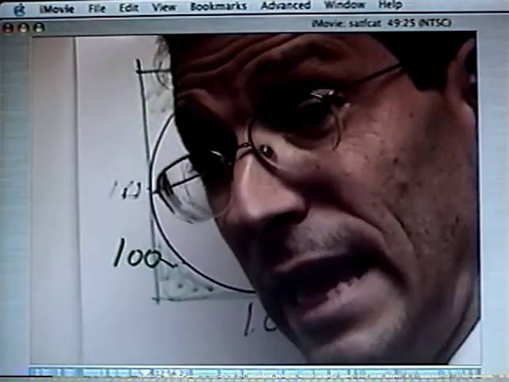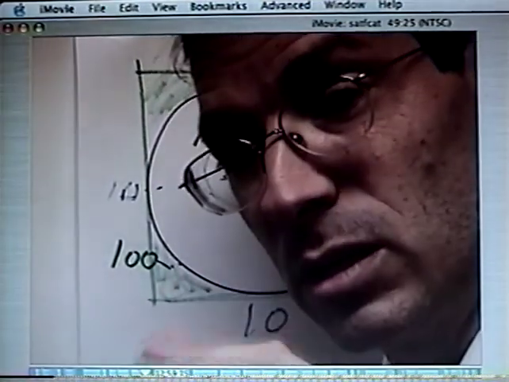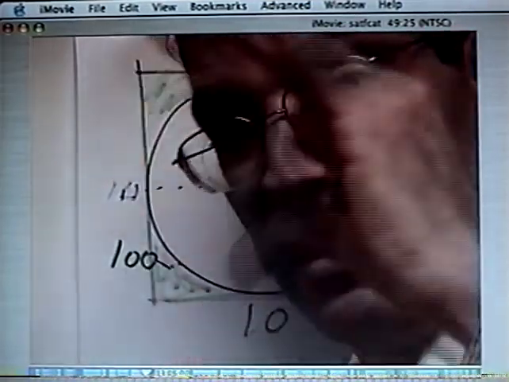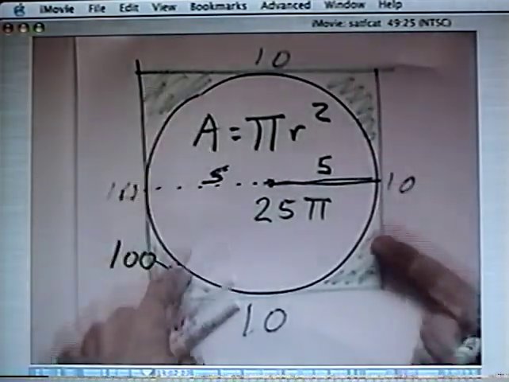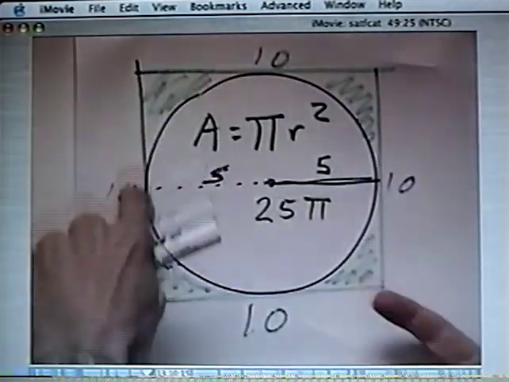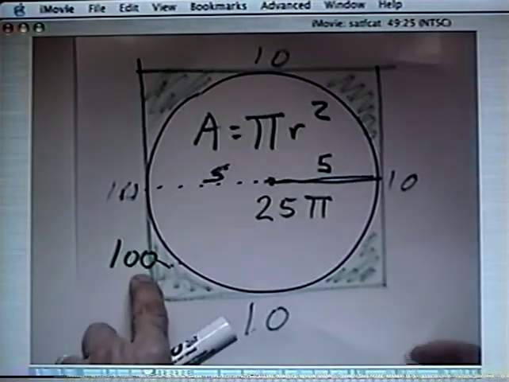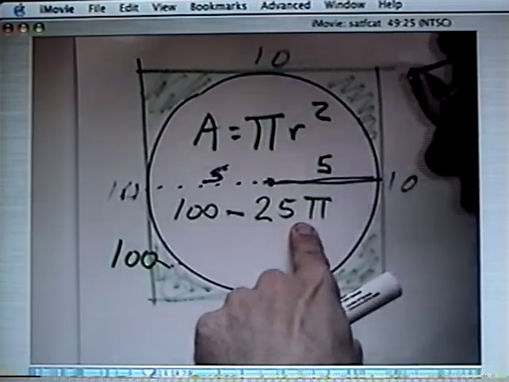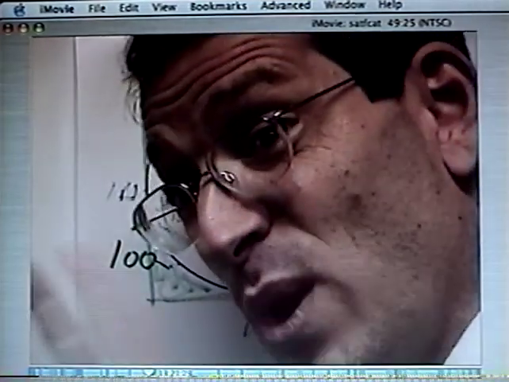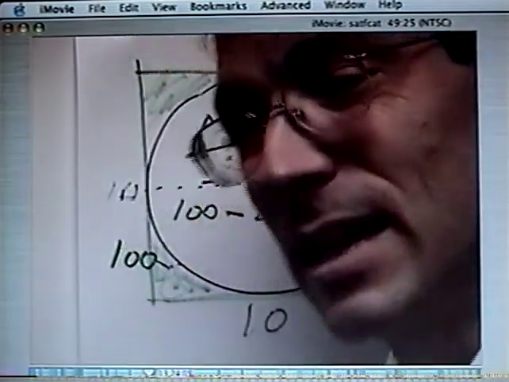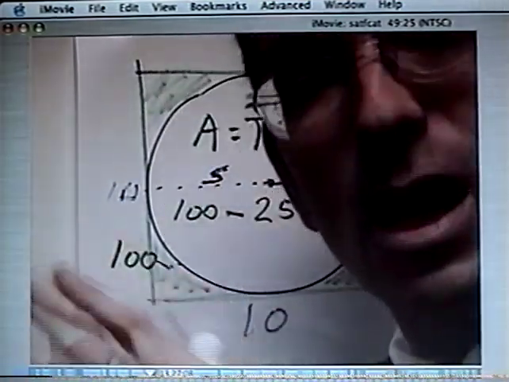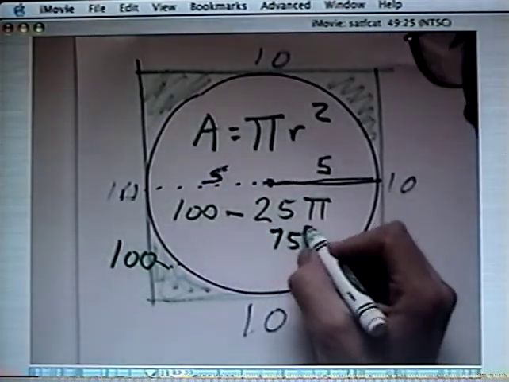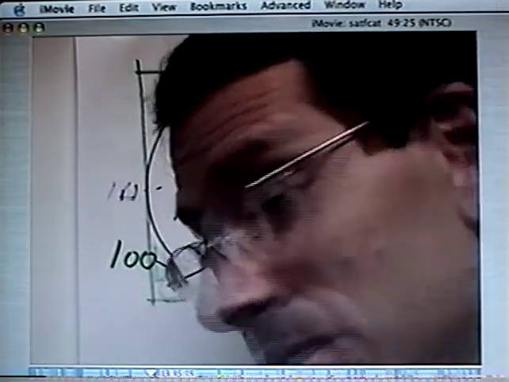So usually the answer is subtraction. The area of the square minus the area of the circle. And that will give you the shaded parts. Okay. So the entire square is 100. So we say 100 minus the 25 pi. And we remember that 25 pi is like 25 times about 3. So if you wanted to look at this, you'd say, okay, this is about 75 here. Okay? Good.